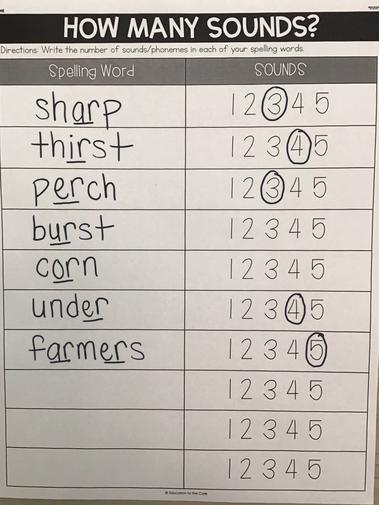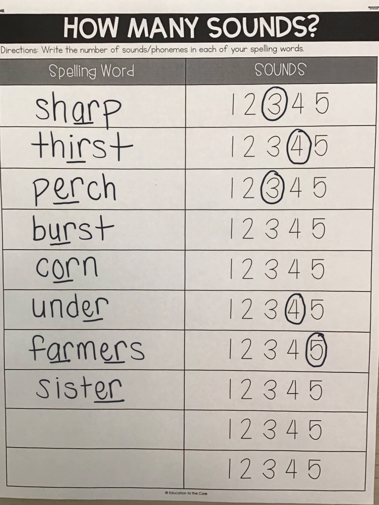Finger stretch, sister. S, I, S, T. Sister. Please write sister with me. S, I, S, T. Sister. Please underline the R-controlled vowel. And please write how many sounds you hear in sister.